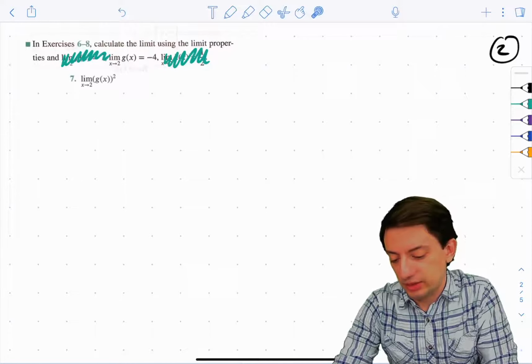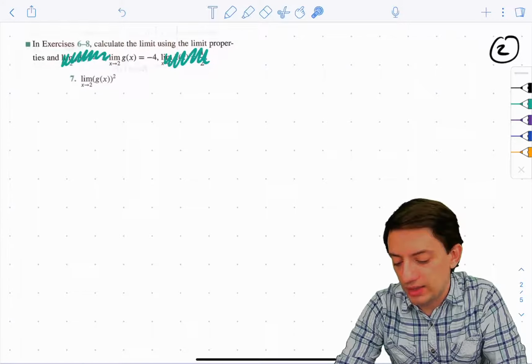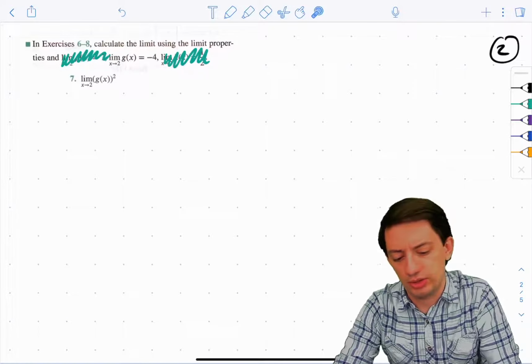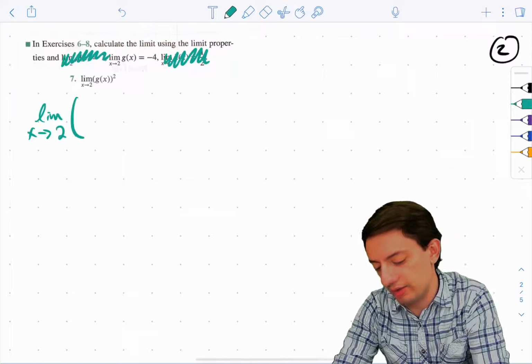We've got this limit here. Now, the way that they have this squared here, I think is really confusing. So let me tell you what they mean. They mean the limit as x approaches 2 of g of x, squared.